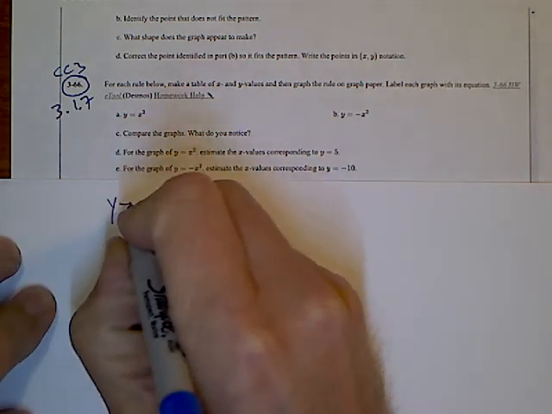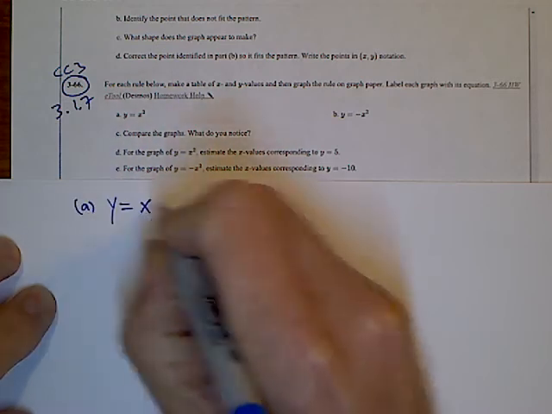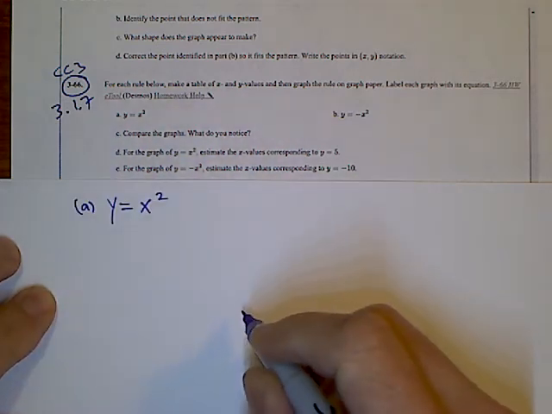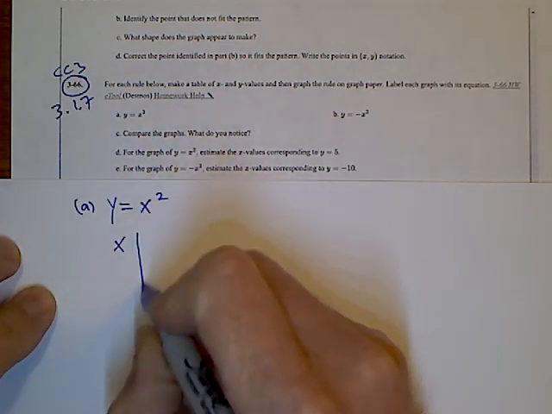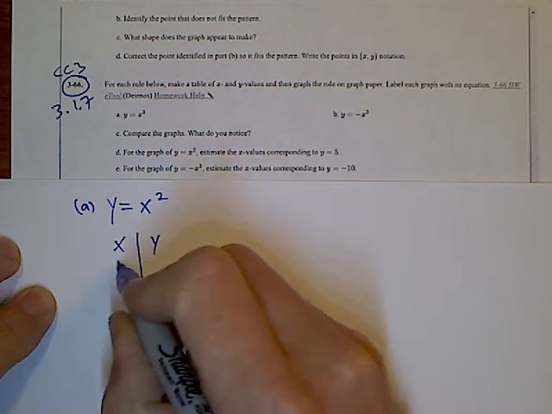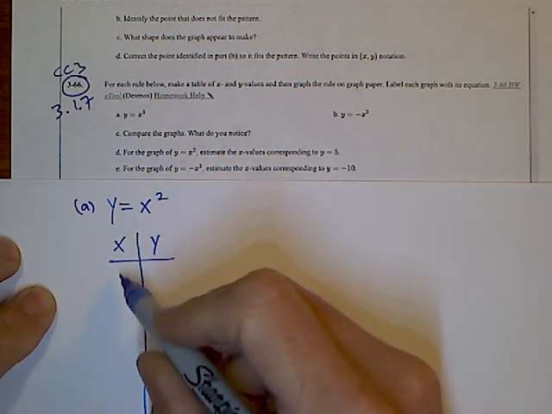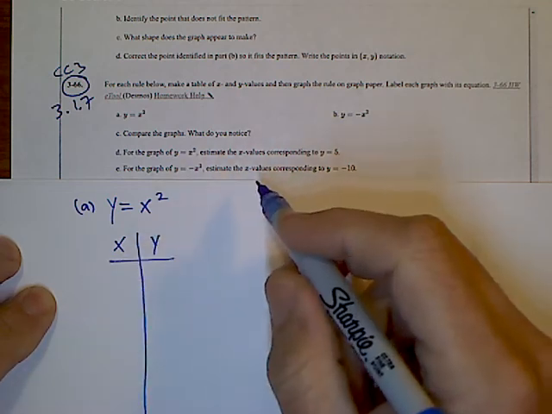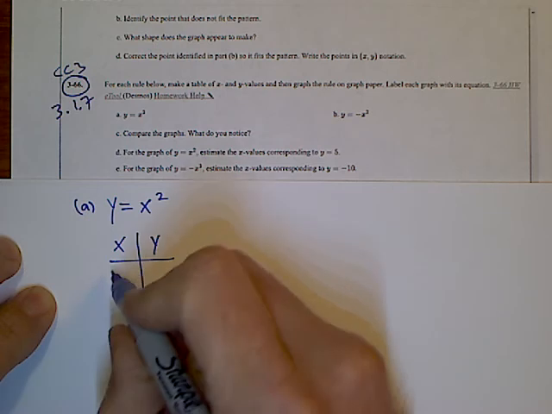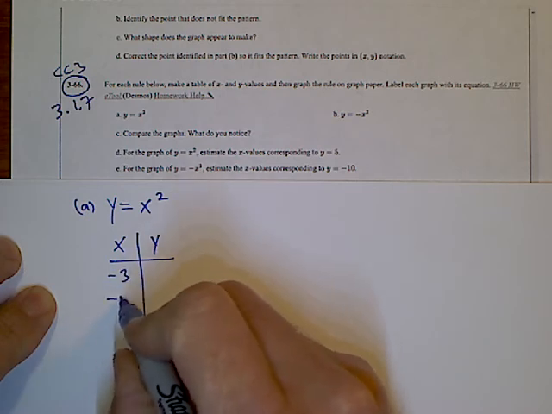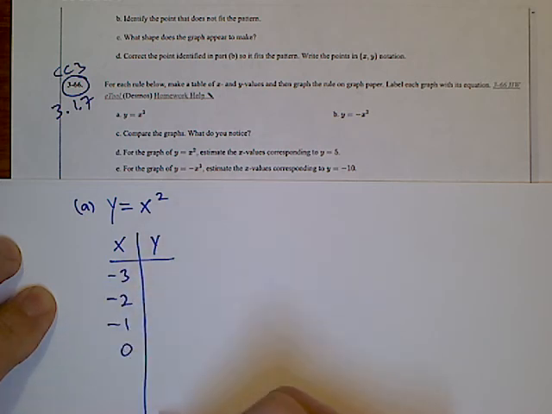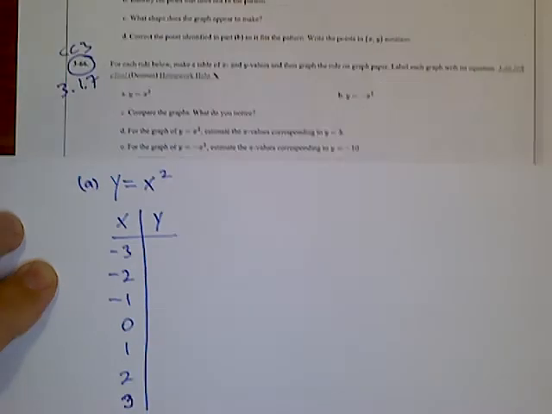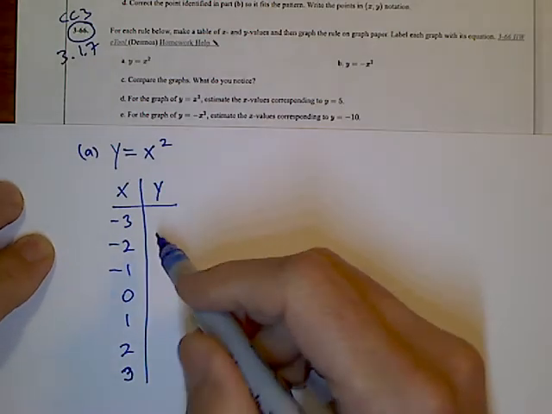So let's start this off. Our first one for part A is y equals x squared. All right, so when we graph that, again, I'm going to go with finding some values that are positive and negative. So in this case, I'm going to use -3, -2, -1, 0, 1, 2, and then +3. All right, so I'll have those as my values.